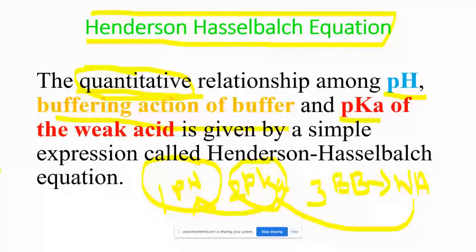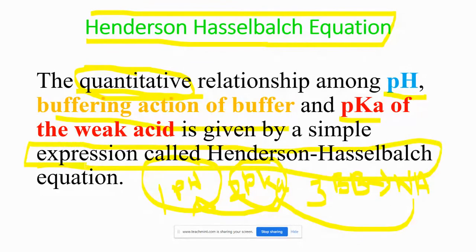This is expressed in a single equation, and that equation is known as the Henderson-Hasselbalch equation. It is the quantitative relationship between pH, buffering action of the buffer, and pKa of the weak acid.